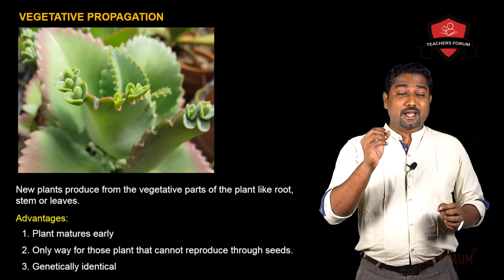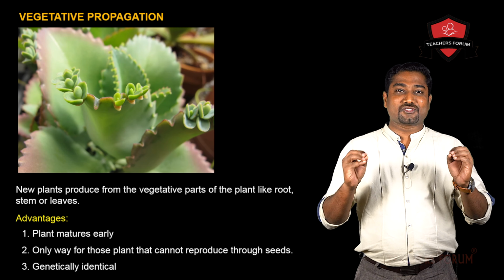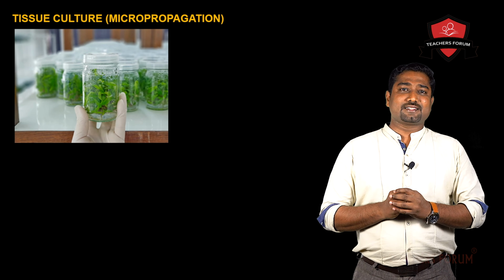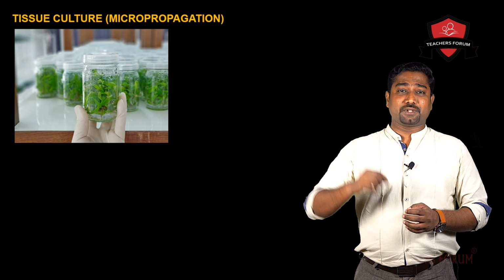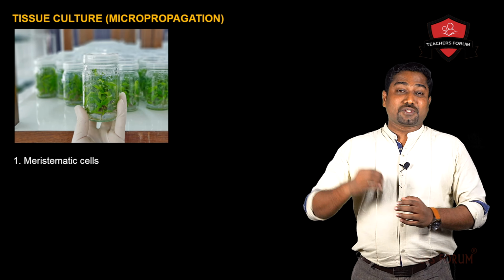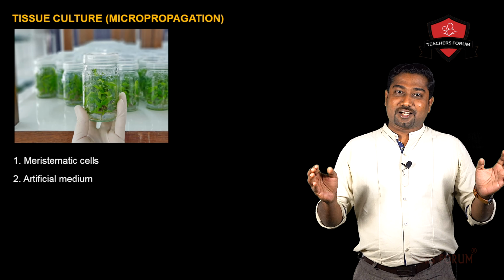And finally, the plants produced as a result of vegetative propagation will have the same genetic constitution as that of their parent. So nowadays, biologists and plant breeders in association with various scientists are extending vegetative propagation to a much newer technique called tissue culture technique. In tissue culture, the highly dividing cells are isolated from the tip of the plant. Those highly dividing cells are called meristematic cells. So the meristematic cells are isolated from the plant part and grown in an artificial medium.